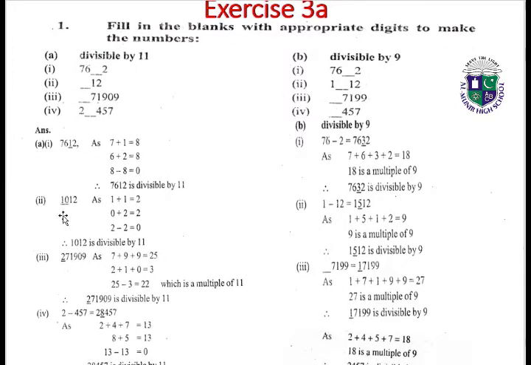Part 2. 1012, 0 missing number. 1 plus 1 equal 2, 0 plus 2 equal 2, 2 minus 2 equal 0. 1012 is divisible by 11. Part 3.